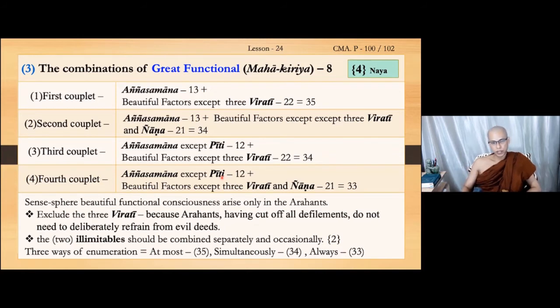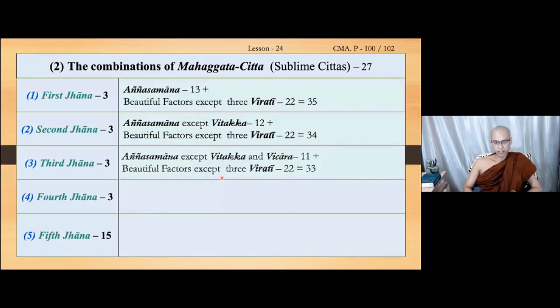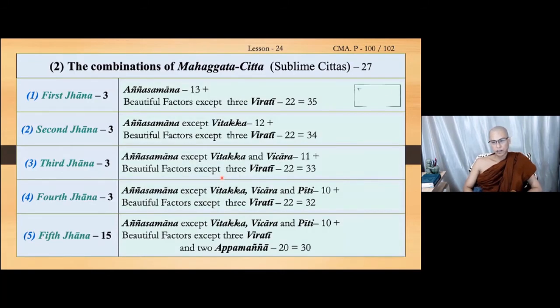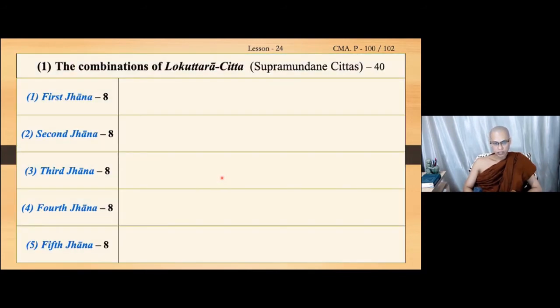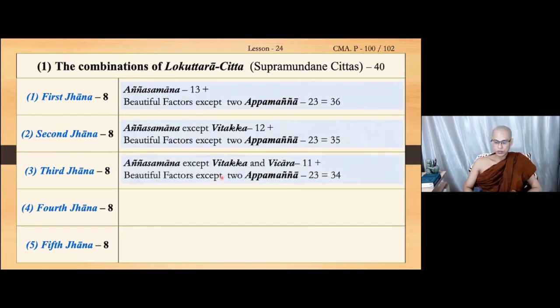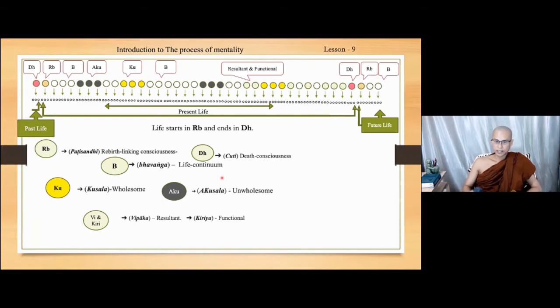Keeping all the information, there are two methods we will approach here: the sublime consciousness and also the lokuttara consciousness. Then we will continue to the process of mentality. These are the points in this lesson. This is from lesson 9.